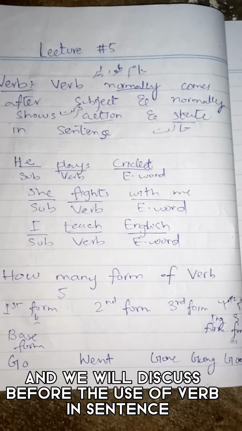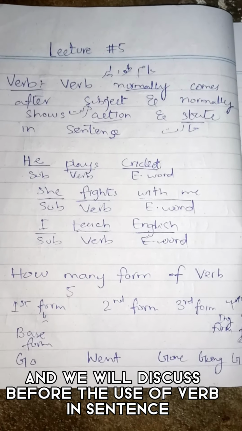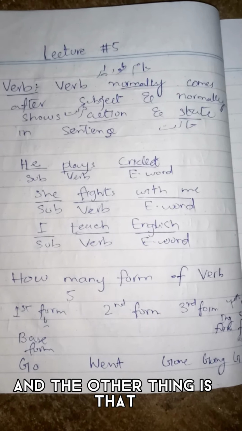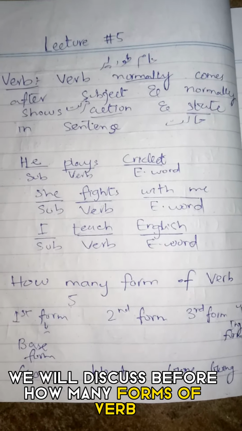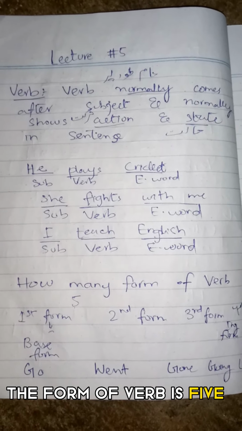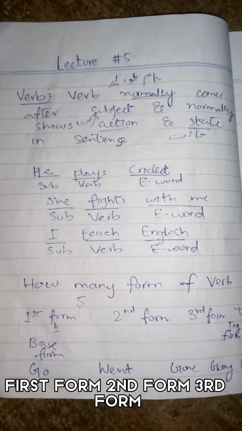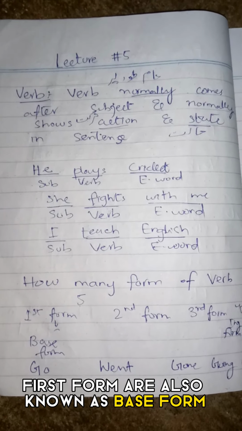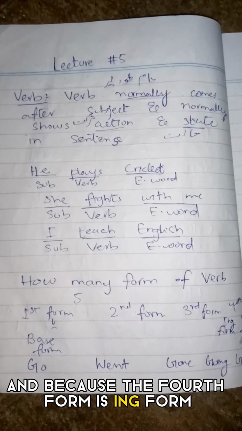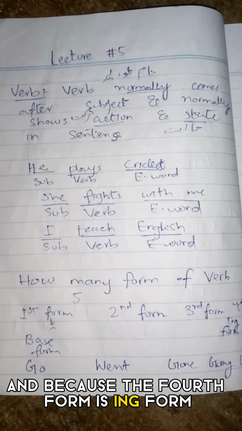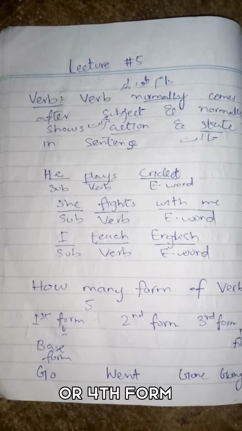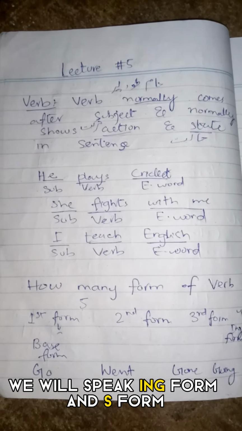And we also discussed before the use of verb in a sentence, and how many forms of verb there are. The forms of verb are 5: first form, second form, third form. The first form is also known as the base form, the fourth form is the ing form, and the fifth one is the s form. We do not speak the fourth and fifth forms; we speak the ing form and s form.